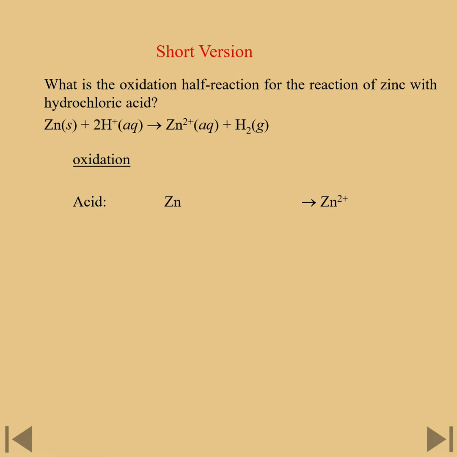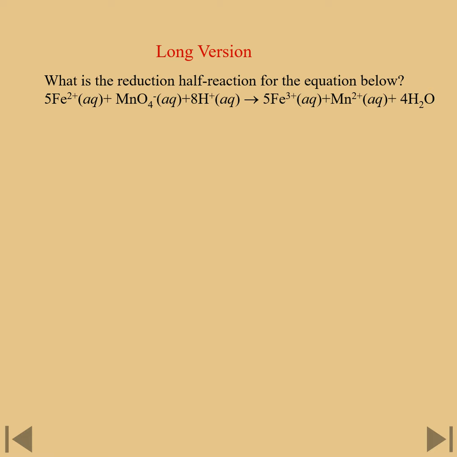So let me just start over. Step 2a, balance the element being oxidized or reduced: 1 zinc on the left, 1 zinc on the right. Step 2b, adding electrons to balance the oxidation number. Going from 0 to 2, we lose 2 electrons, so 2 electrons show up on the right. Step 2c is to balance the charge, but it's already charge balanced, so we don't have to add hydrogen ions or hydroxide. And there's no step 2d since there's no oxygens.